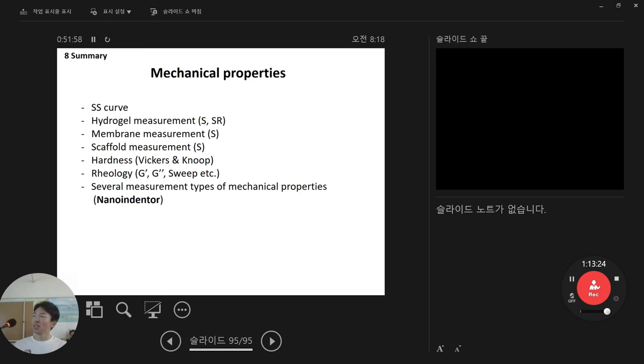And then there is another way to determine this kind of mechanical property. We can call it nanoindenter. With a nanoindenter, you can determine the surface stiffness, surface hardness, surface roughness. These three things you can obtain all together. You can go to the link center and book it. And then they will show you the result. Okay?